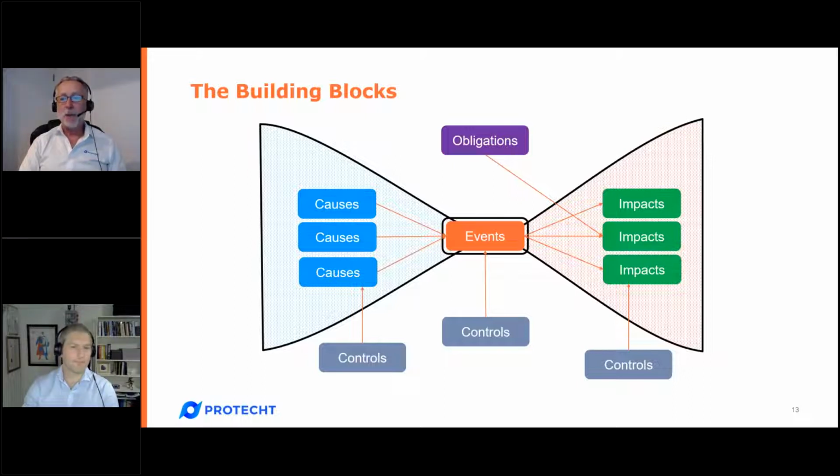So with that said, now what we're going to do is have a look at the construction of the bow tie. Then we're going to apply it to the falling from heights. We'll do root cause analysis, and I'm going to hand over to Michael.